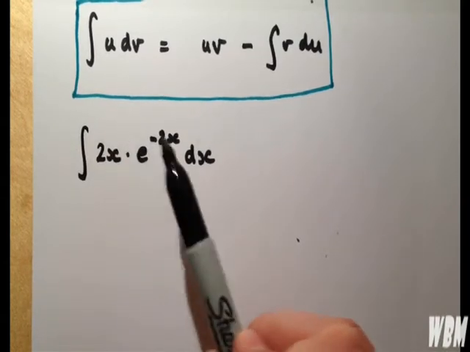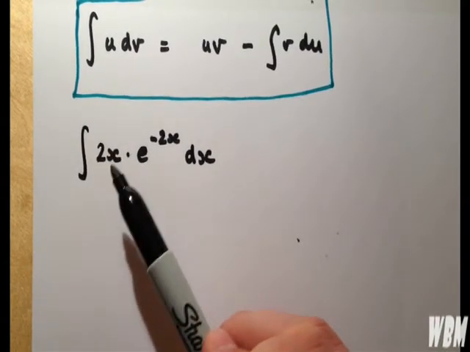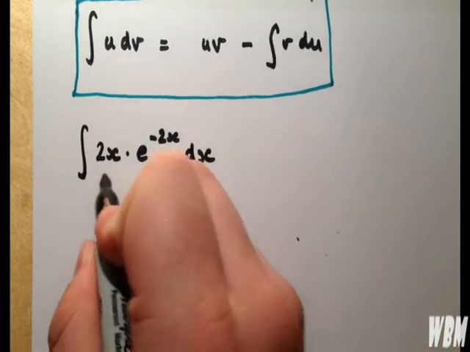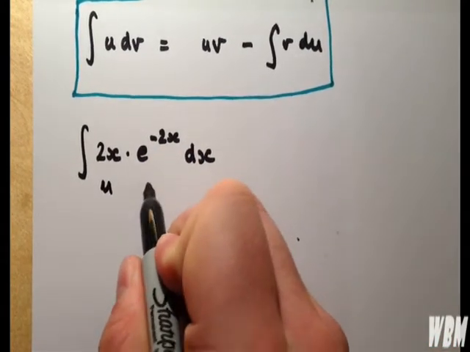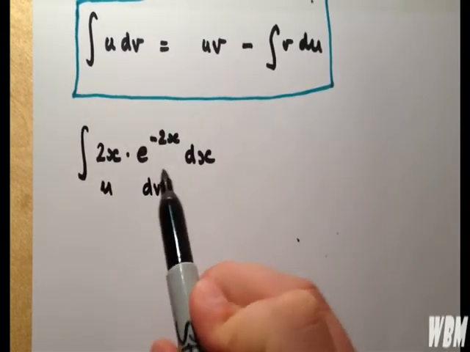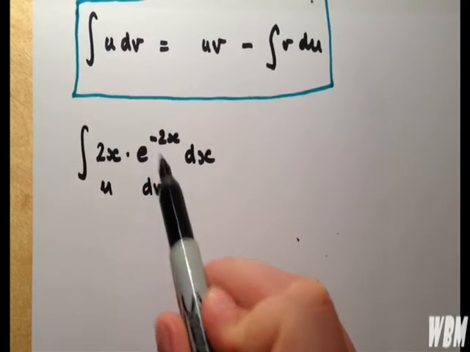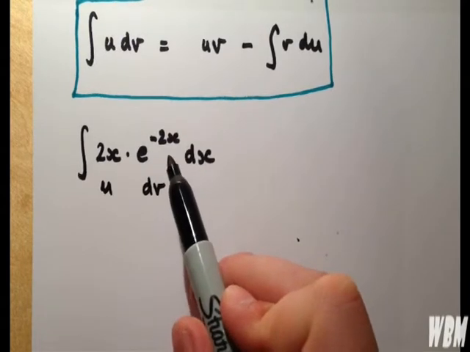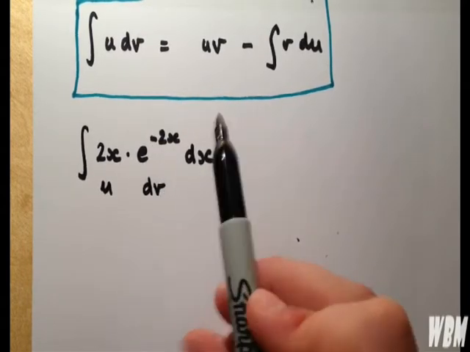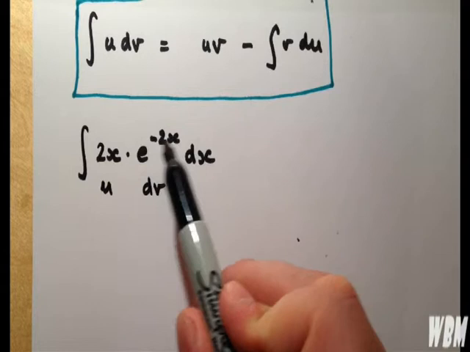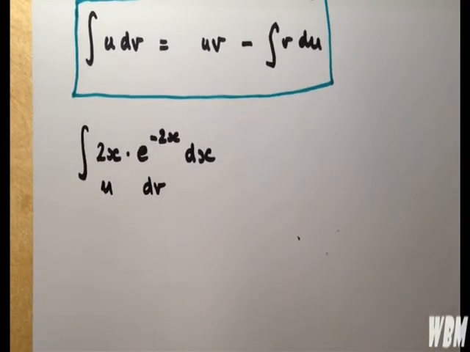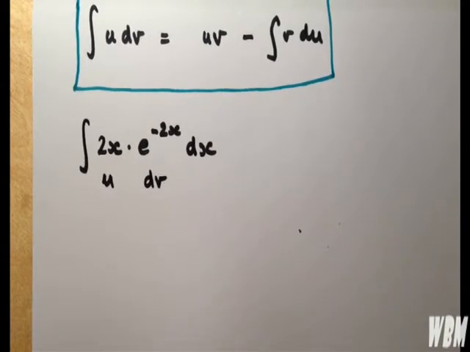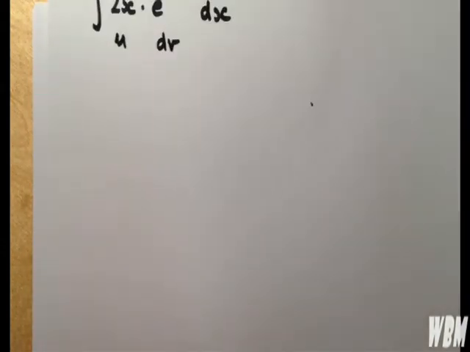So looking ahead, we're probably going to be labeling 2x as u, and e to the minus 2x as dv. Now, with exponentials, it might look scary, but they're very simple to integrate. We simply take the differential of this bit up here and stick it underneath. So let's get on to the workings of the question.